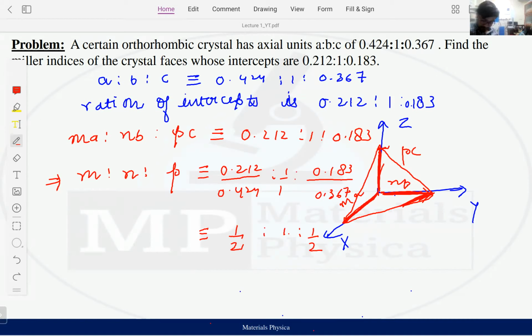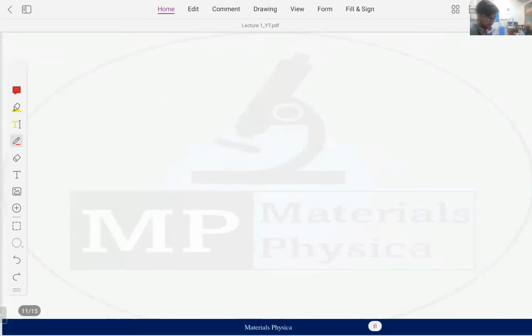It means this plane cuts the x-axis at 1/2 A, it cuts the y-axis at B, and it cuts the z-axis at half C. So we want this ratio for the Miller indices. Now calculate the Miller indices.